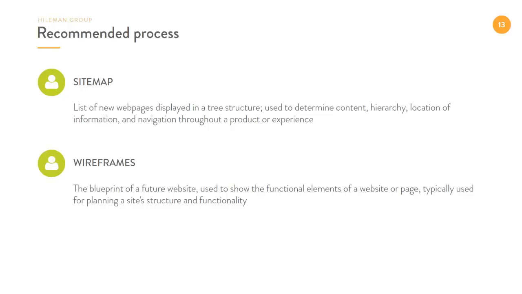And then the wireframes are something people are always confused on. Wireframes are a blueprint of a future website. They are used to show the functionality that will go on within the website, on a page. They are also typically used for planning the site structure to see what the user will actually see and where the content will be laid out within that site as well.